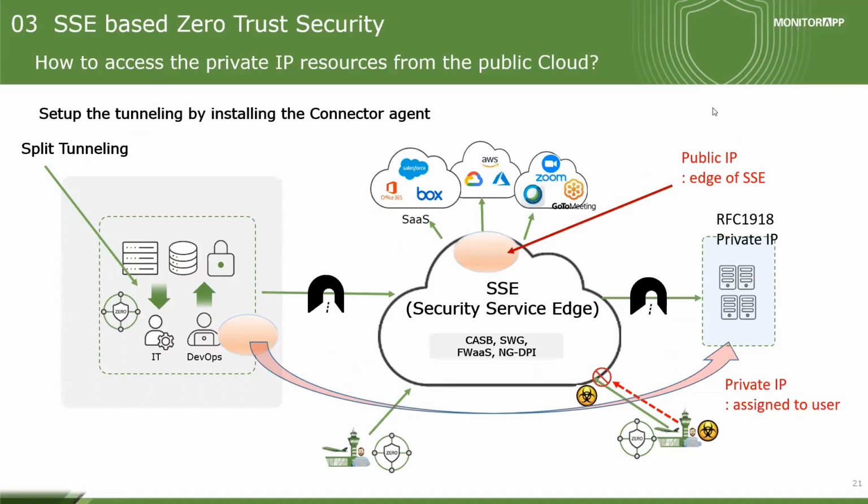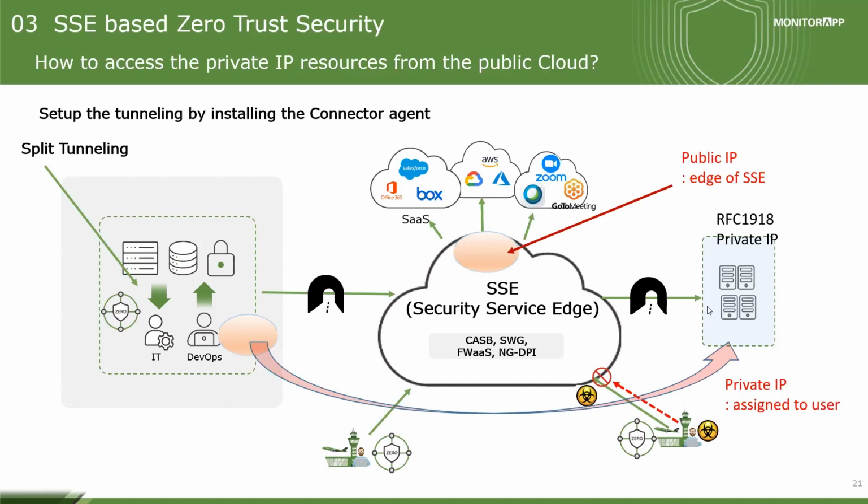Then if you apply the SSE platform, you may have a question: how to access the private IP resource from the public cloud, because the SSE is kind of the public cloud or SaaS. If you go to the public site, then the source IP will be the edge of the SSE platform, not your office IP. But if your application has a private IP address, then basically it's impossible to access from the public IP to the private IP address.